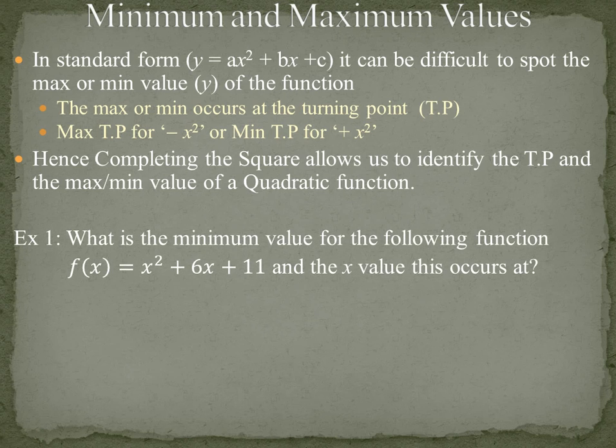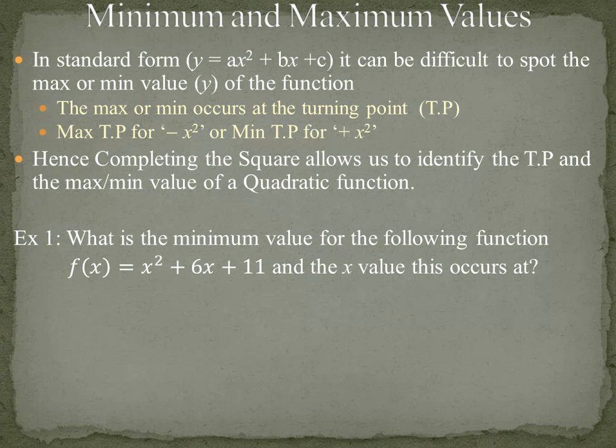So, example 1. What is the minimum value of the following function? f of x equals x squared plus 6x plus 11, and the x value this occurs at. This is really just a fancy way of asking for the turning point, but they're asking for it in the context of understanding that the turning point is the minimum or maximum value, and that can be useful for practical applications further down the line within the higher maths course and beyond.